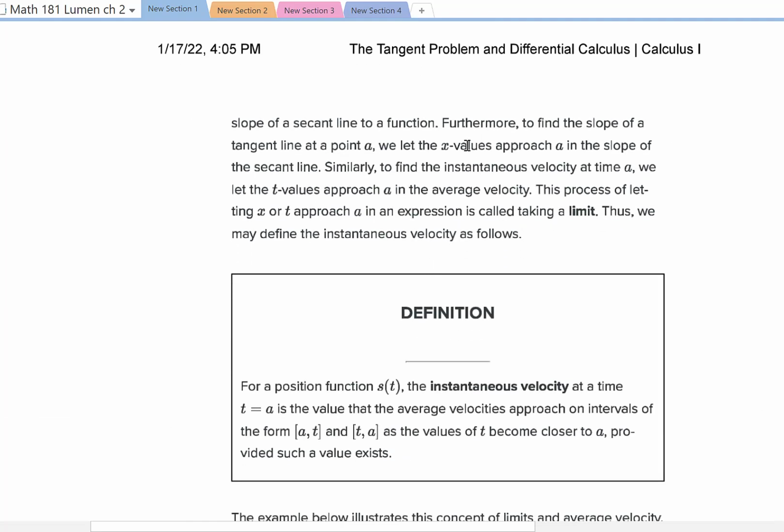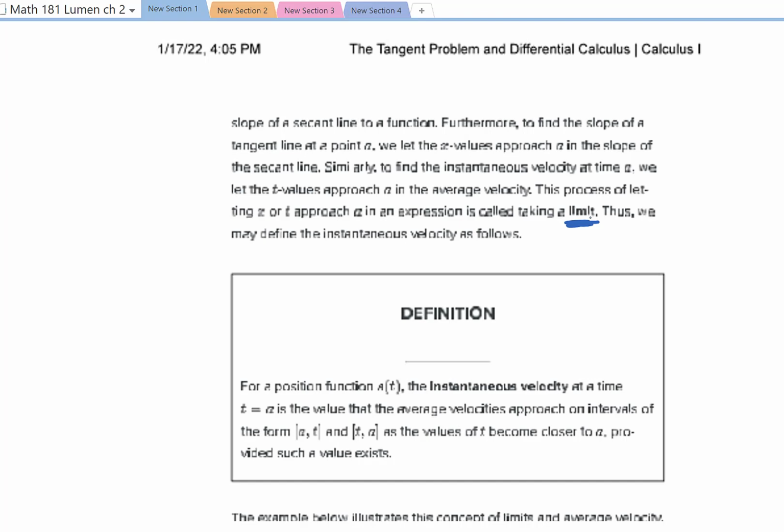Furthermore, to find the slope of a tangent line at point A, we let the x values approach A in the slope of the secant line, and we look at the trend, what is happening as it gets closer and closer to A. Similarly, to find the instantaneous velocity at time A, we let the t values approach A in the average velocity. This process of letting x or t approach A in the expression is called the limit. The limit can be a little intimidating at first, but over time you'll see that it's not a big deal. And pretty soon we get past the limits and we're going on to using some different techniques to find derivatives.